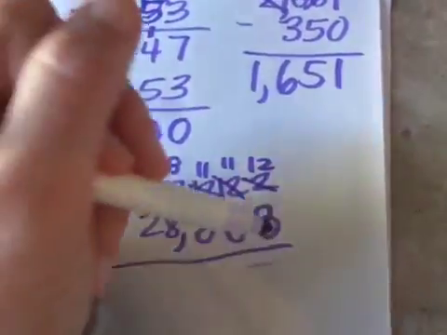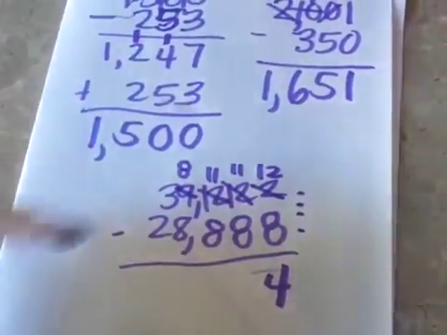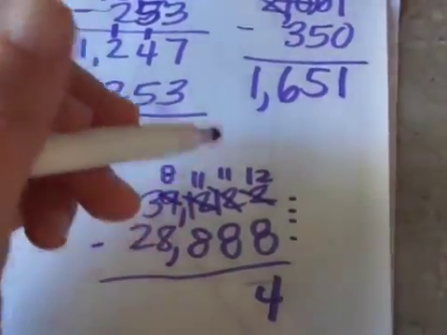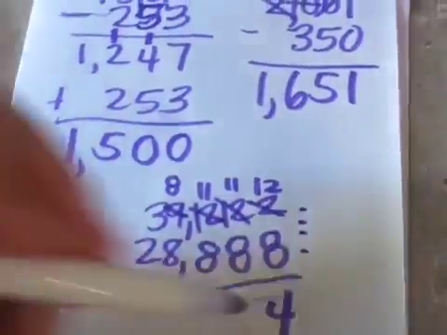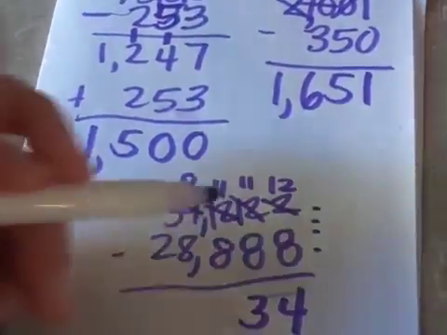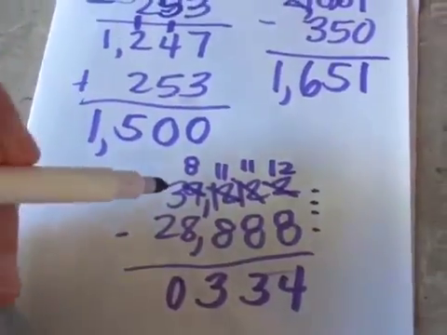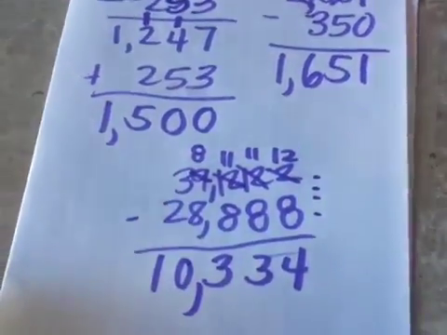12 minus 8. 12, 11, 10, 9, 8. That's 4. Look at me showing you strategies to count down and subtract. So if 12 minus 8 is 4, 11 minus 8 is 3. 11 minus 8 is 3. 8 minus 8, 0. 3 minus 2, 1. 10,334.